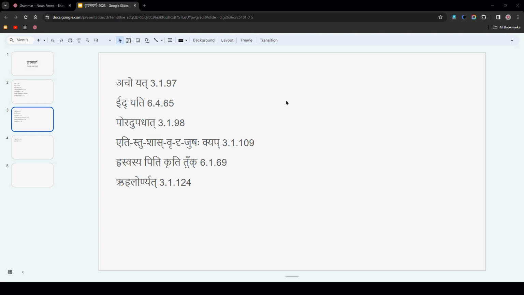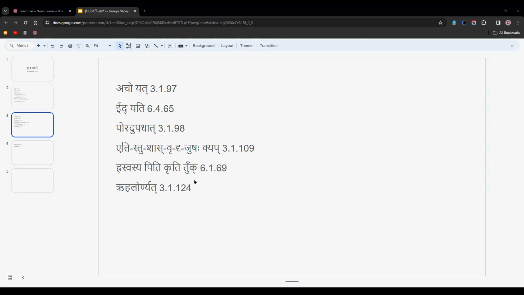So the meaning here is: if the krit pratyaya is pit, then the hrasva letter which is before that, in that place, tuk comes. Tuk is an agama. Agama means it comes as an extra letter there. It is not a substitution. This is called tugagama.